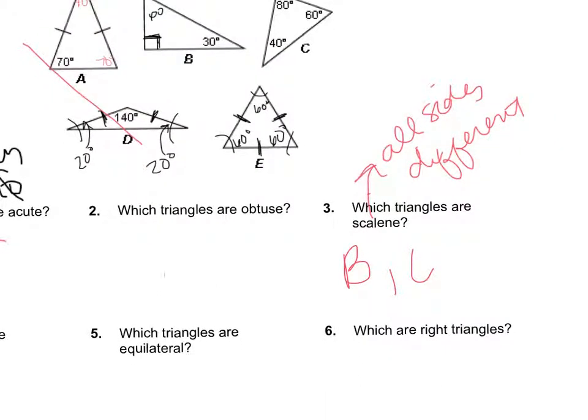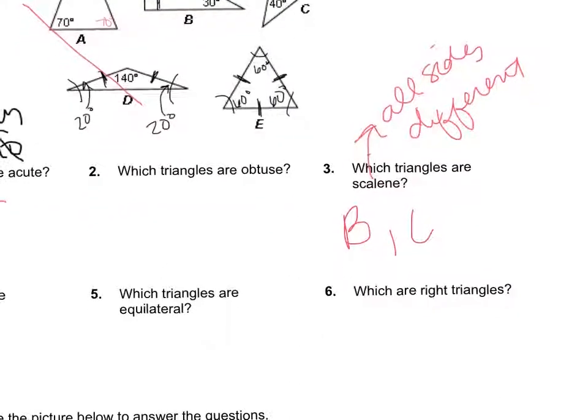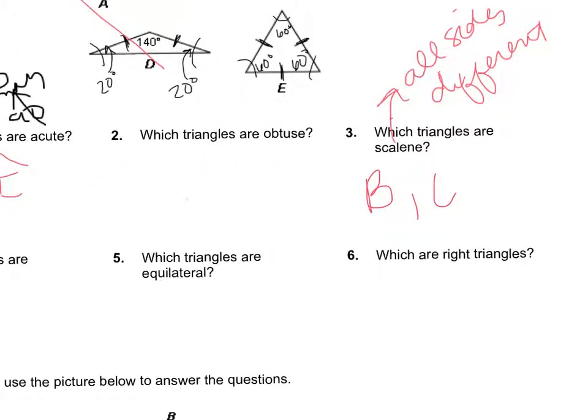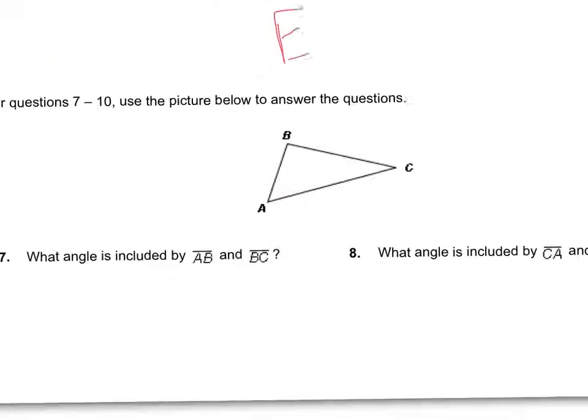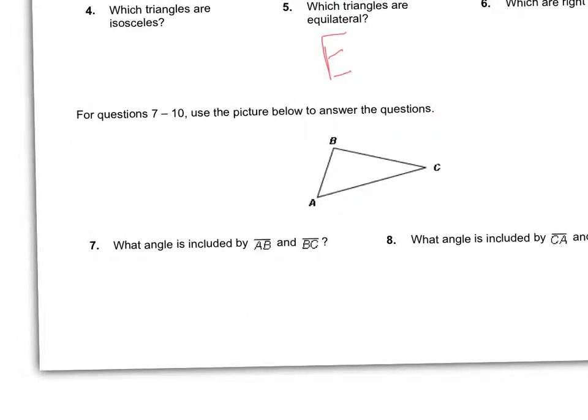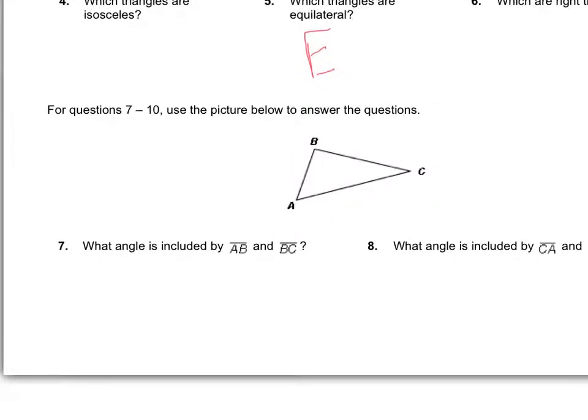Number 5 says which triangles are equilateral. Equilateral means all sides are exactly the same. There's only one of those, and that is triangle E. Number 7 says what angle is included between sides AB and BC. So that means if I were to connect AB and I were to connect BC, what angle do they meet at? And they meet here, and this would be at angle B.